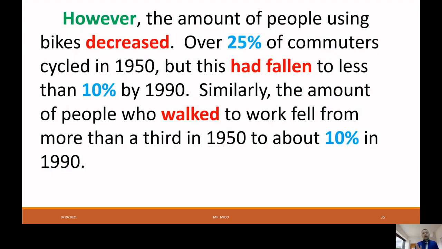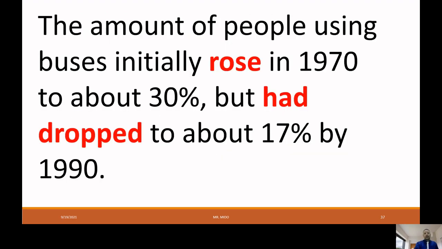Similarly, now I have a similarity. The amount of people who walked to work fell, past, not fall, from more than a third. This is for high school. You got this one from calculations. You did it as a third in 1950 to about 10% in 1990. That's perfect. Let's go to another.